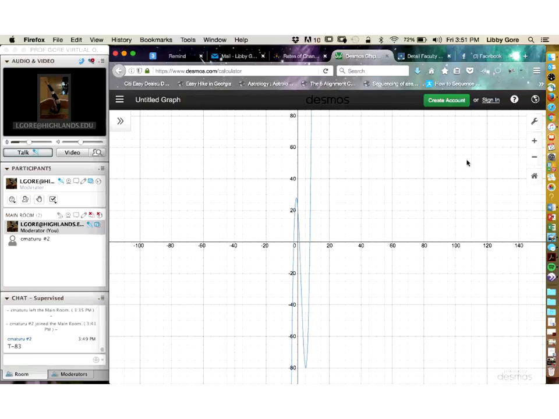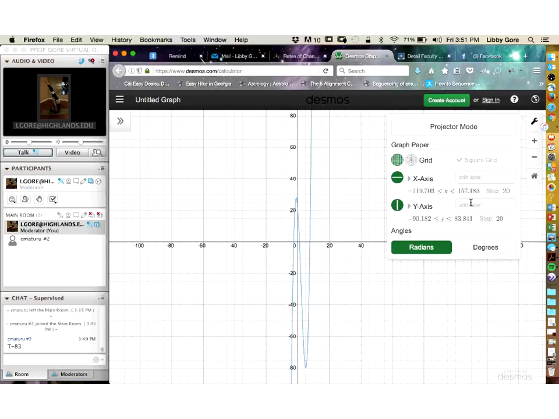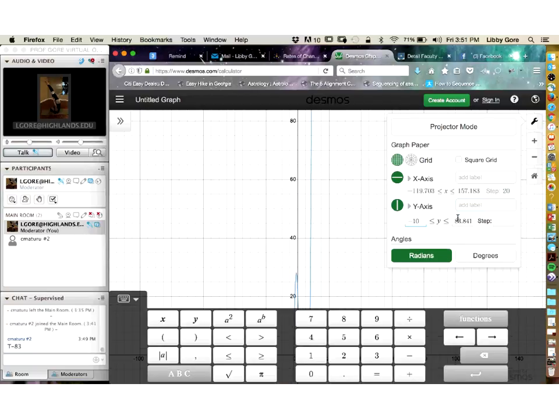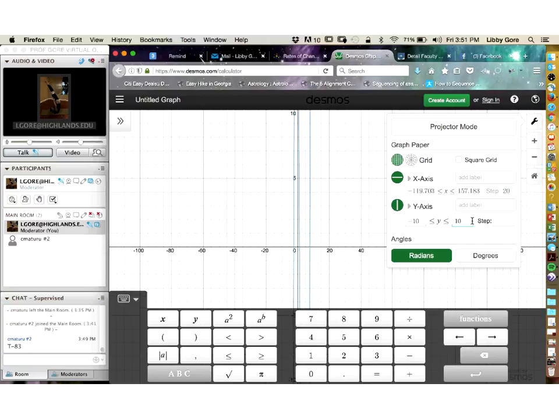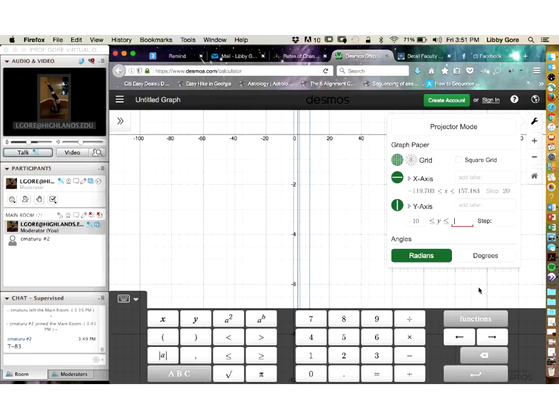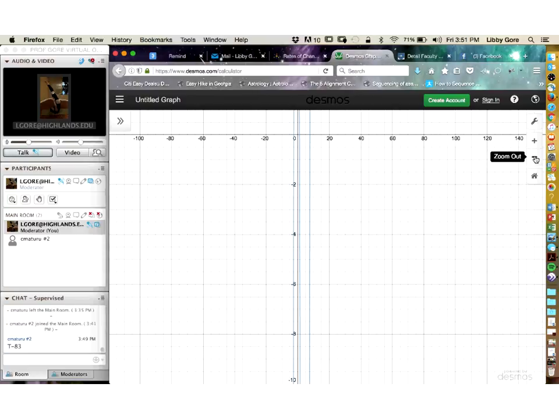Okay, let me see if I can scale this so that it spreads out a little bit. I want to see on my y-axis, it would probably be good from negative 10 to 10. I want to go from negative 10 to positive 10. Oh, I did my Y. Shoot. Let me reset this. Let's zoom back out.